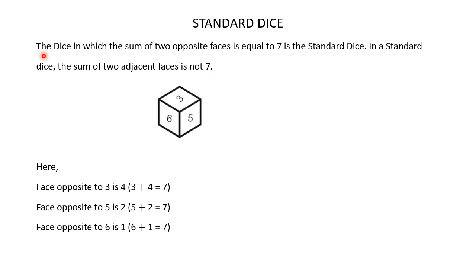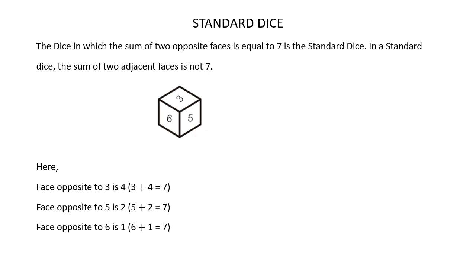The dice in which the sum of the 2 opposite faces is equal to 7 is the standard dice. In a standard dice, the sum of 2 adjacent faces is not 7. As you can see in this dice, these 2 are the adjacent faces and 6 plus 5 is 11. These 2 are adjacent faces. 6 plus 3 is 9. These 2 are the adjacent faces. 5 plus 3 is 8. As you can see, the sum of 2 adjacent faces is not 7 in this dice. So clearly this is a standard dice.